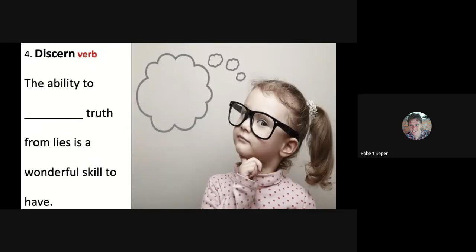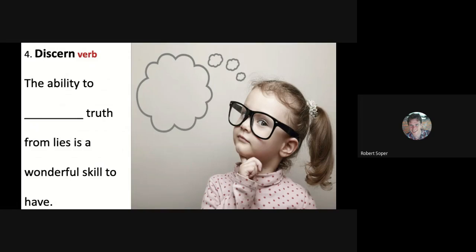This next word is discern. Discern is a verb. It basically means to figure something out, also to differentiate. Just remember it as to figure something out. So, what things do we need to figure out? Well, one thing we need to figure out is the truth.